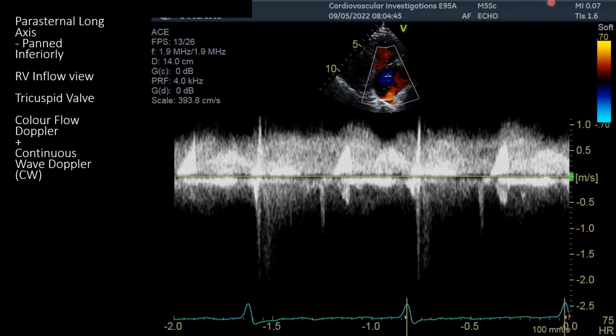This is a spectral trace, continuous wave Doppler across the tricuspid valve. We can see on the top of the screen that we have the reference image, which shows the line of interrogation of the continuous wave Doppler. On the spectral trace itself, we can see in the horizontal axis that we have time. At the bottom of the screen, the electrocardiogram gives us reference to the cardiac cycle and different phases of that.